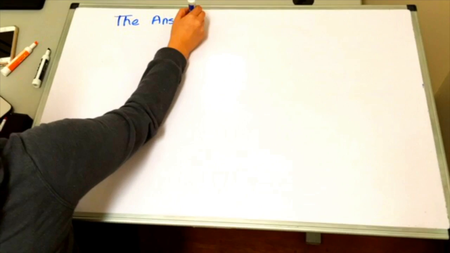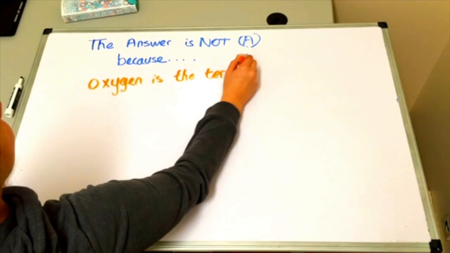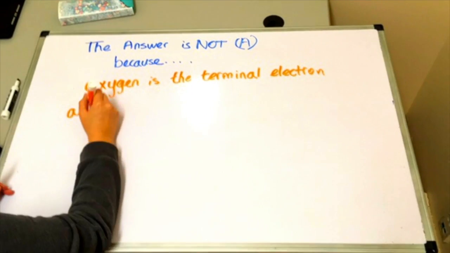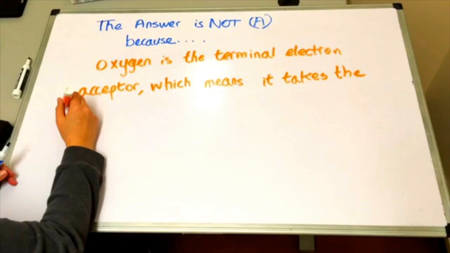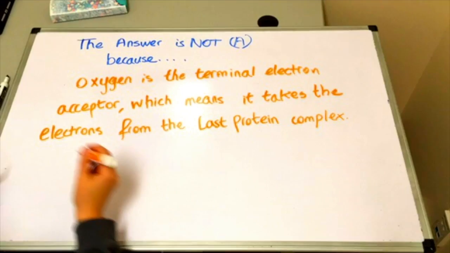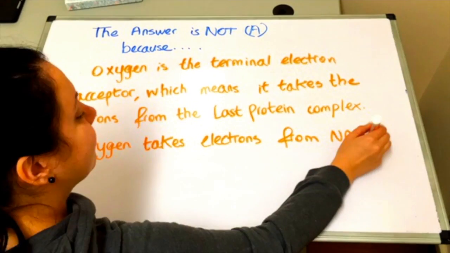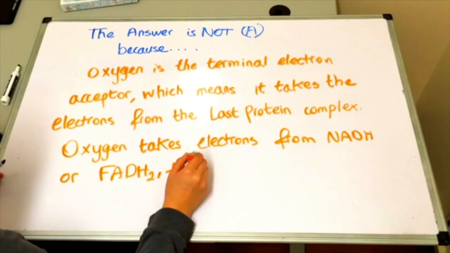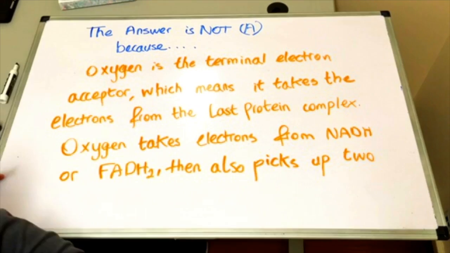The answer is not A, because oxygen is the terminal electron acceptor, which means it takes the electrons from the last protein complex. Oxygen takes electrons from NADH or FADH2, then also picks up 2 hydrogens to make water to be released.